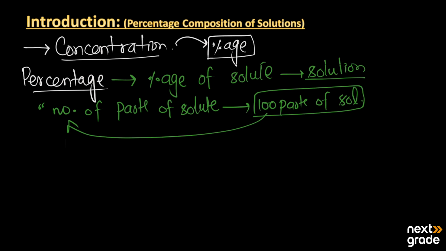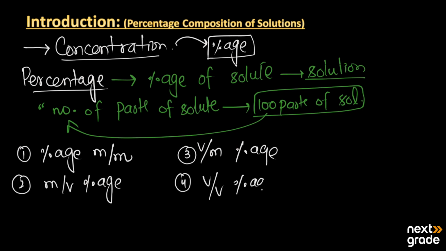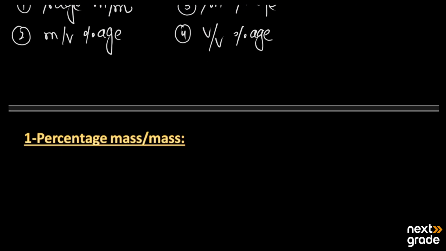To find the percentage composition, we basically have four methods. The first one is percentage mass by mass. Second, we have mass by volume percentage. Third, we have volume by mass percentage. And the fourth one is volume by volume percentage. So these four are the methods to find the percentage of the solution. Let's discuss them one by one.